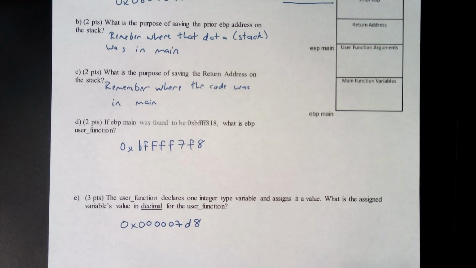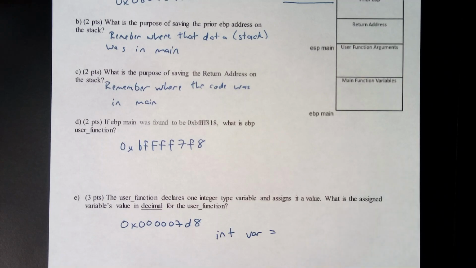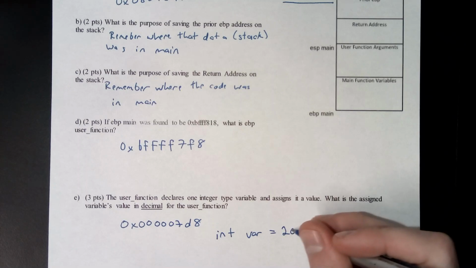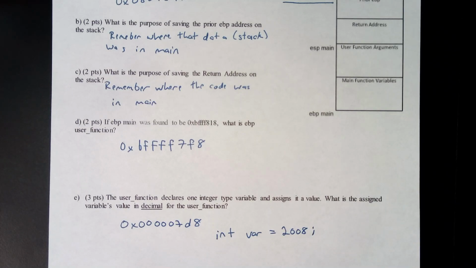In our code we would have something like int var equals, and we would most likely write this in decimal, though it doesn't necessarily have to be that way. I'm going to guess that's what was required on the exam. So that would be int var equals 2008 is the value we have there. So that's it for that question.